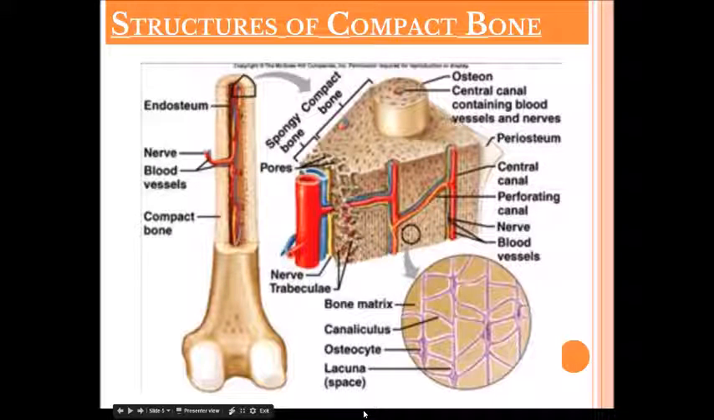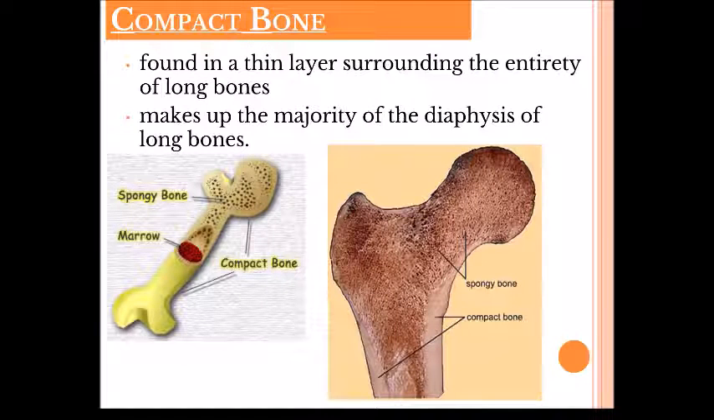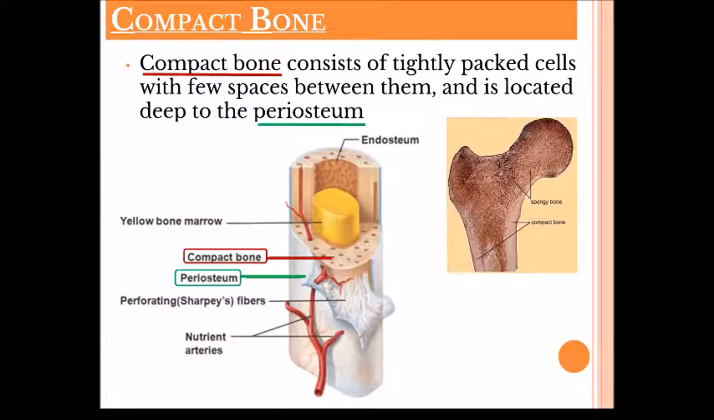Now let's turn our attention to compact bone, which is actually going to be what we talk about for the majority of this podcast today. Compact bone is found in a thin layer surrounding the outside of all bones. Particularly, we were talking about long bones before, and then you find compact bone making up the majority of the bone tissue along the diaphysis of the long bones, the shaft.